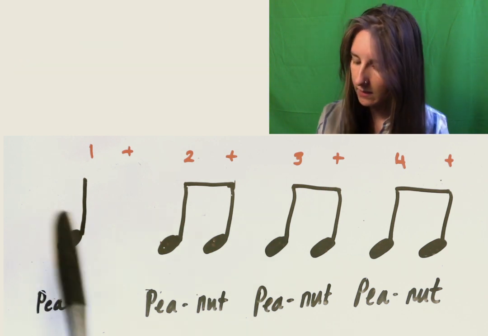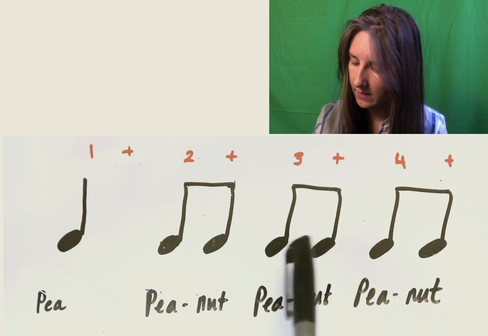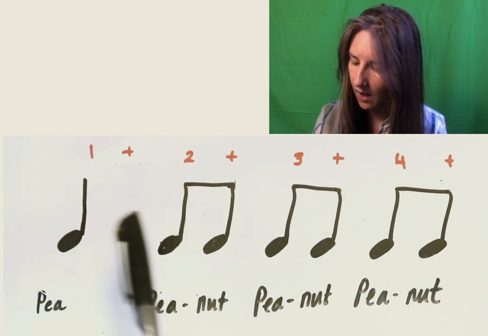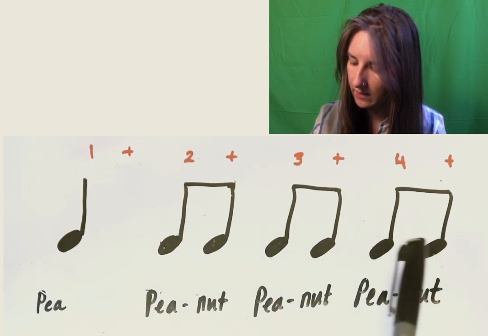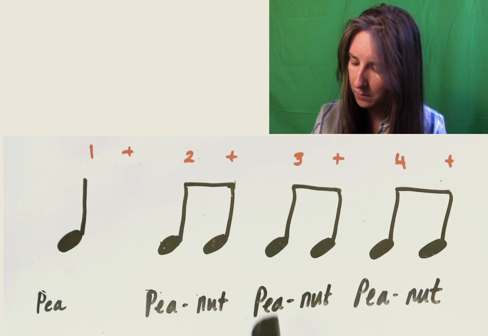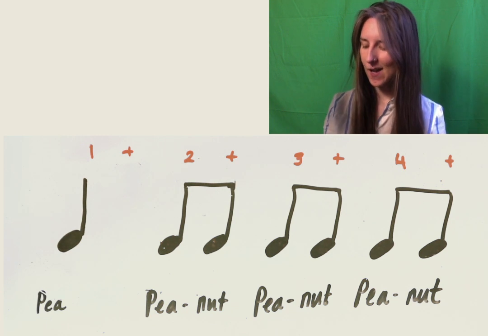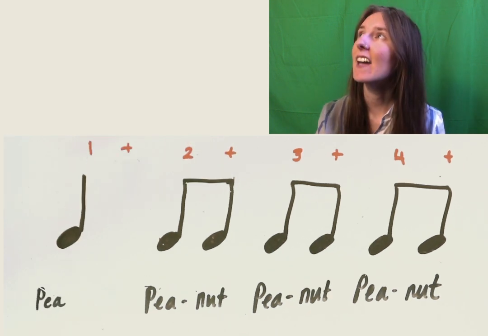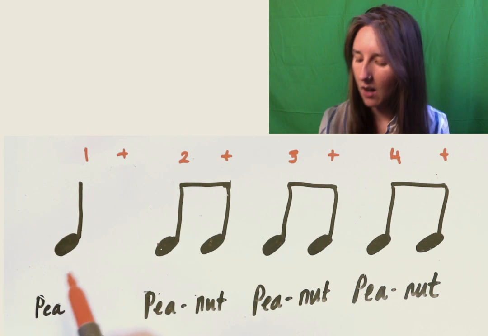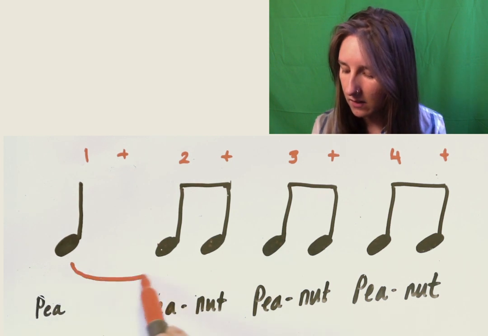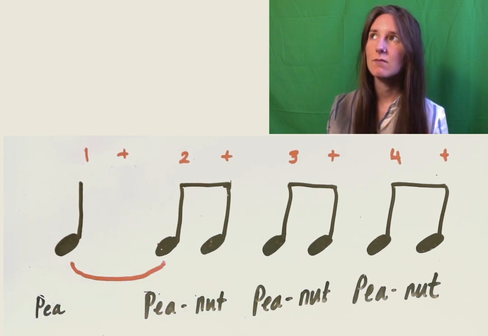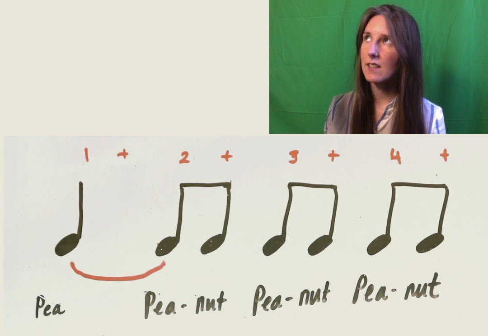So it sounds like this. Ta, T, T, T, T, T, T, ta, T, T, T, T, T, T, P, peanut, peanut, peanut, P, peanut, peanut, peanut. Now, what if we tied this ta to this P? What do you think that's going to sound like?